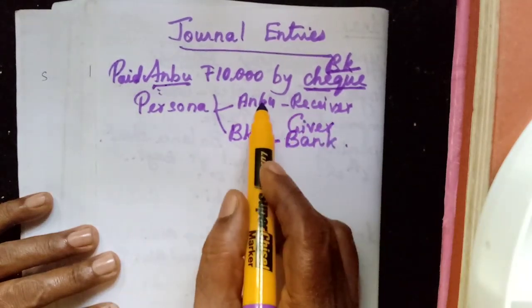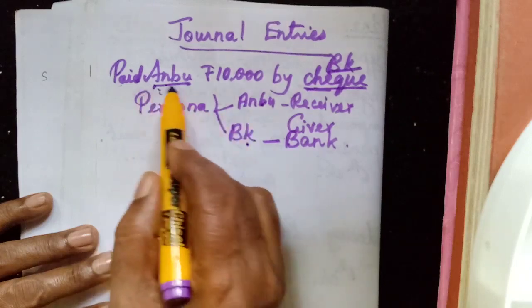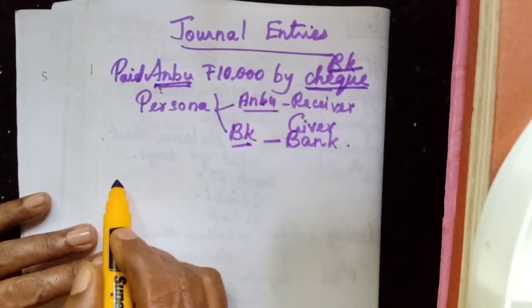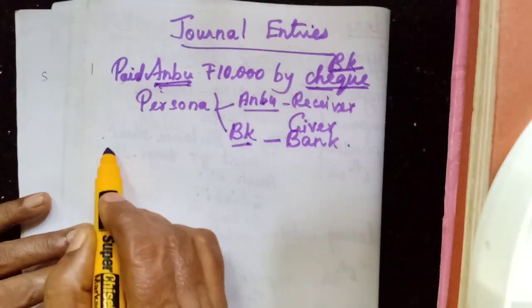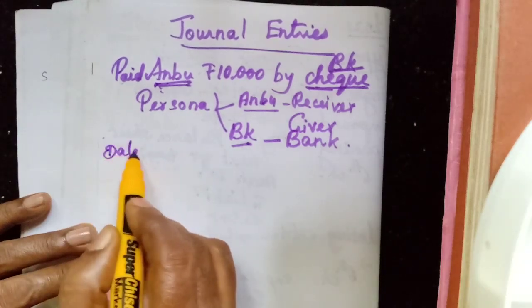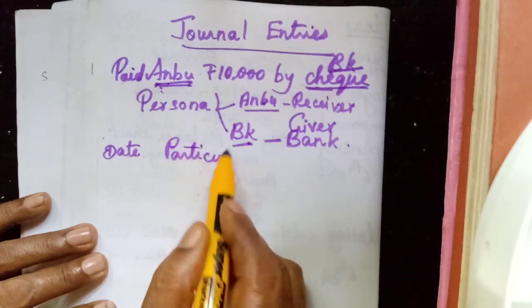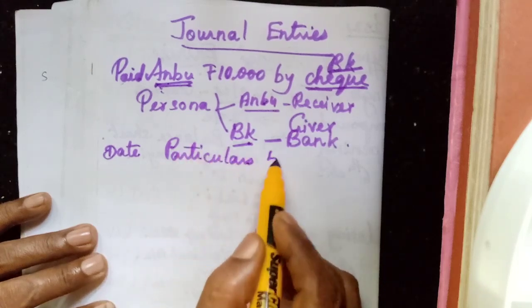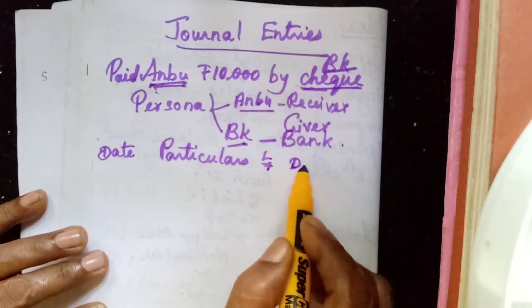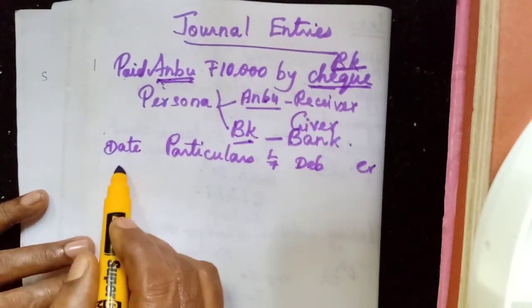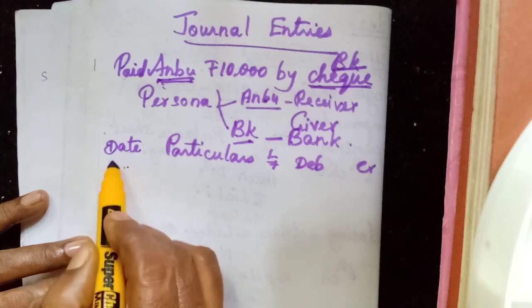Okay, so debit the receiver, credit the giver. The accounts involved are Anbu and bank. So we have to write. Now, five columns will be there, isn't it? Date, particulars, LF, debit, credit.